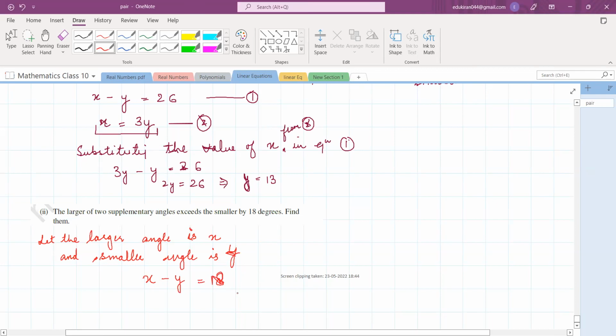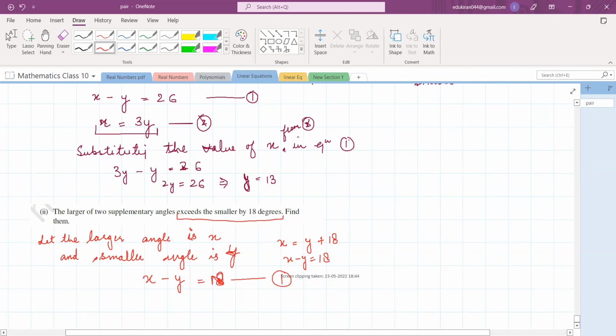Is this clear, Abdullah? It is saying that the larger one is actually 18 greater than the smaller one, right? Exceeds the smaller by 18 degrees. So if you subtract them, you should get 18 degrees. We can also write it as x is equal to 18 plus y, right? Yes, no problem. Then also you will get the same thing. Y plus 18 or 18 plus y is also fine, which you will convert. So you will get x minus y is equal to 18, right? It's the same thing. So this is your equation number 1.